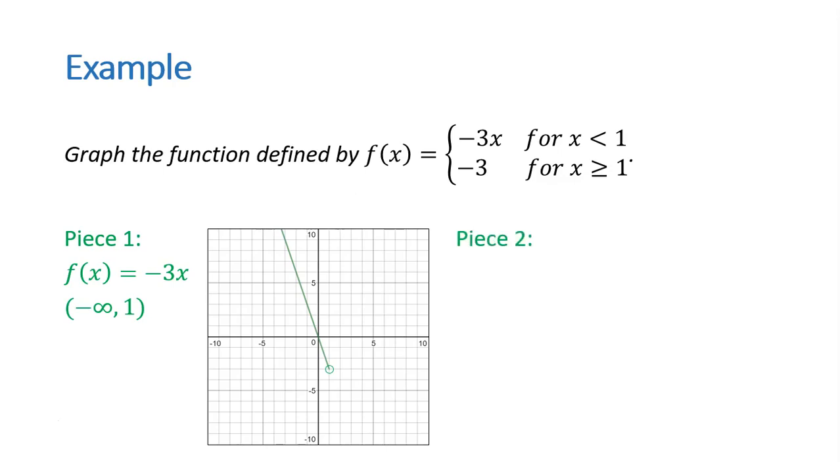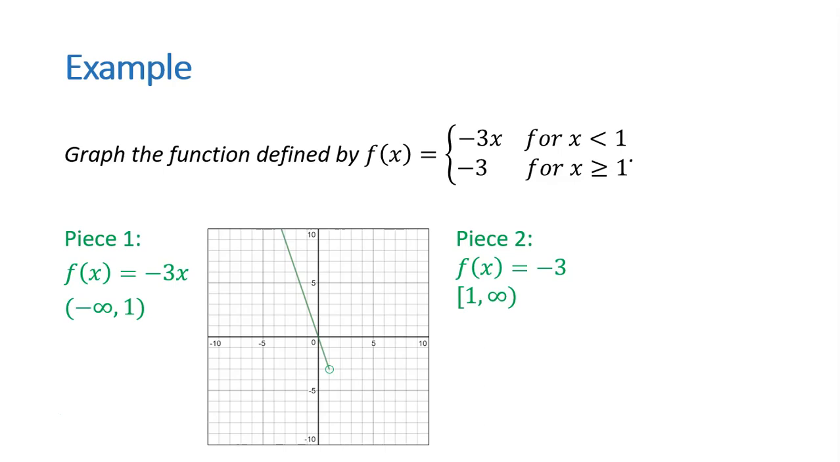So for piece 2, the rule is f of x is equal to -3, specifically for when x is greater than or equal to 1. So in other words, for the rest of the x-axis, for the rest of the domain, for any other value besides the ones we've already covered in piece 1. So f of x is equal to -3. Well, think of that as y equals -3. That's going to be a horizontal line that goes through -3.